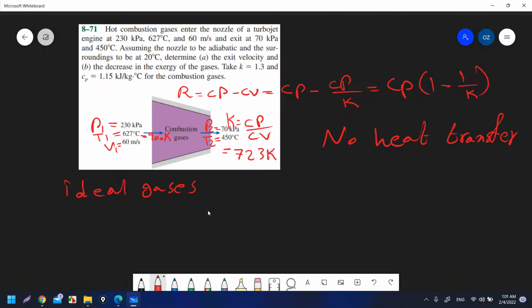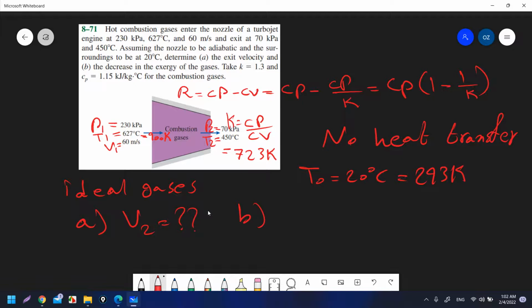The surrounding temperature T0 is 20 degrees Celsius or 293 Kelvin. Determine the exit velocity. So he wants me to find V2. And for part B, the decrease in exergy. Decrease or increase means change in exergy. So he means delta X, or for an open system we say it is phi minus phi.